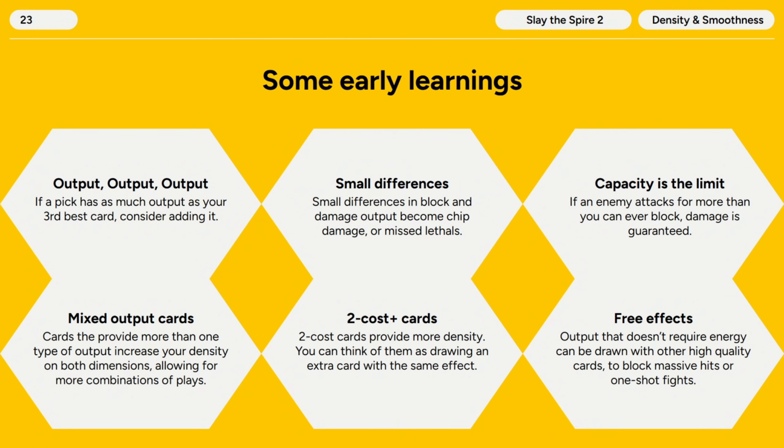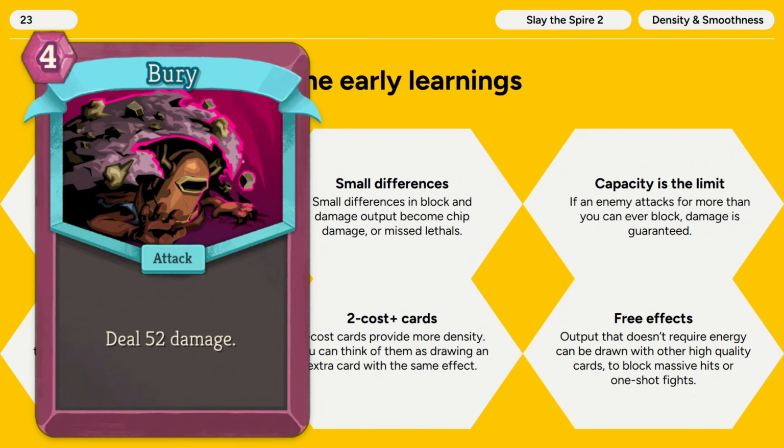So even though there's only a small difference on the number of the card, when it comes to the actual amount of damage that you take over the top of that, that can make rather big differences over the course of the entire fight. Now at the top end, capacity is the limit. If an enemy attacks for more than you could ever block, damage is always going to be guaranteed. So improving your capacity, your block capacity or damage capacity, all along the way through the run is a really good idea. That doesn't mean that you have to take Barrage, if Barrage is shown to you, just because it's the biggest damage card.